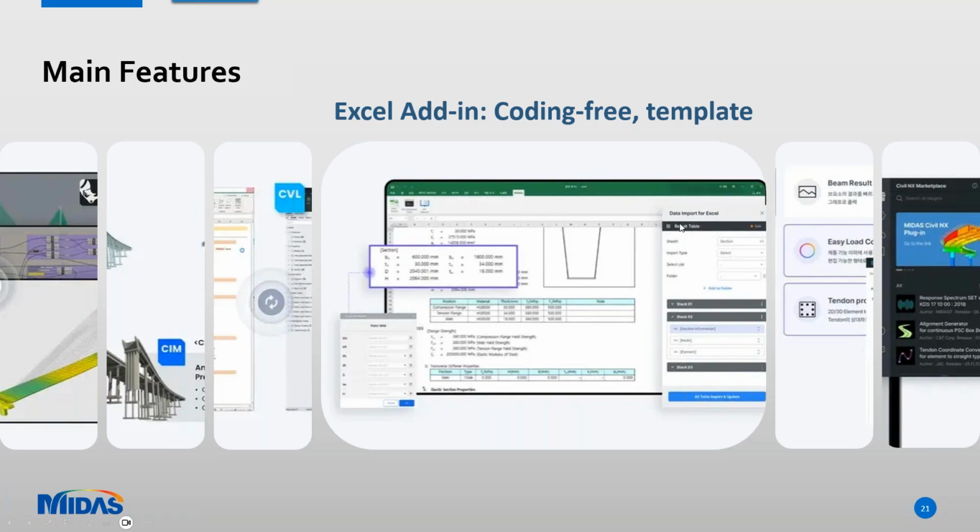In that case, you just need to download the MIDAS connector into Excel. Make sure that it is in Microsoft 365, and through that we can link that particular Excel with the particular MIDAS Civil NX model, run the analysis, and then get all the results either in terms of text or in terms of images and tables.